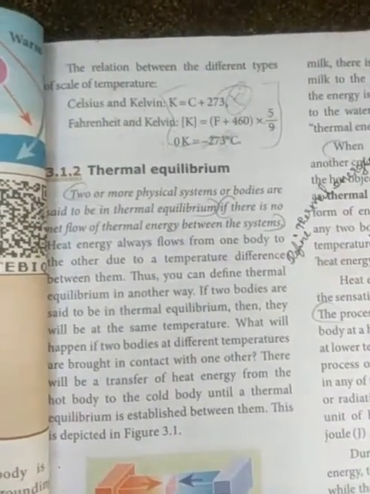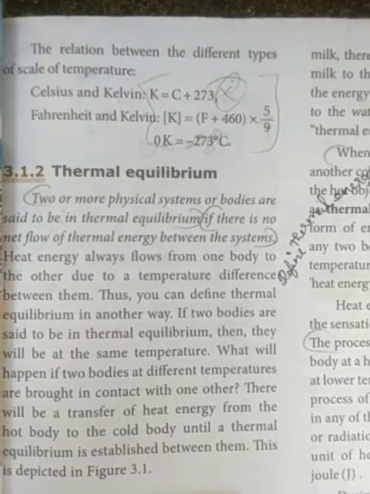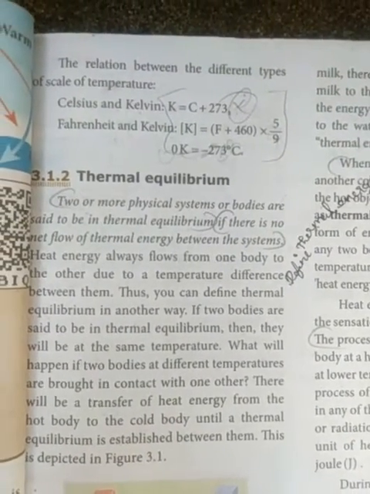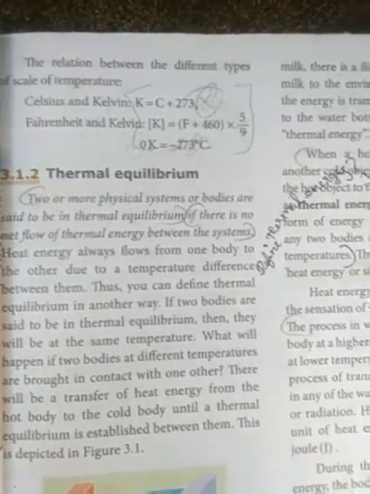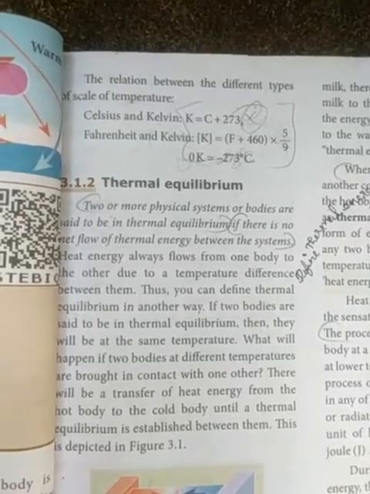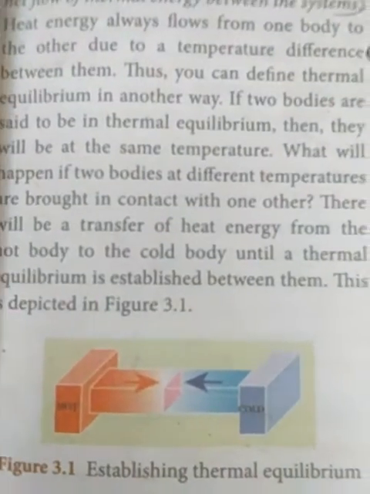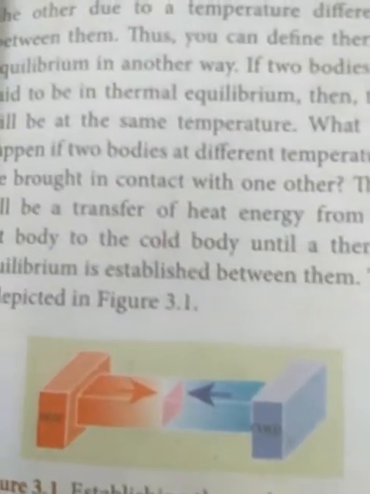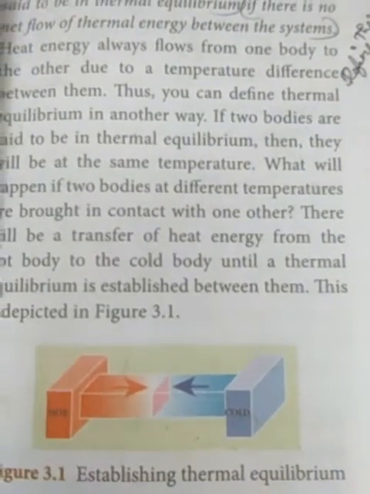Okay, so next you see thermal equilibrium. So what is thermal equilibrium? Two or more physical systems or bodies are said to be in thermal equilibrium. So what does a thermal equilibrium system mean? First you take one object and heat it to a high temperature, which means the body has a high level of temperature.